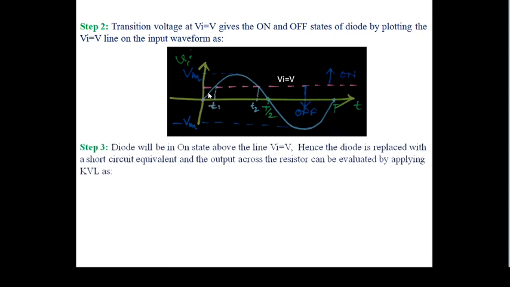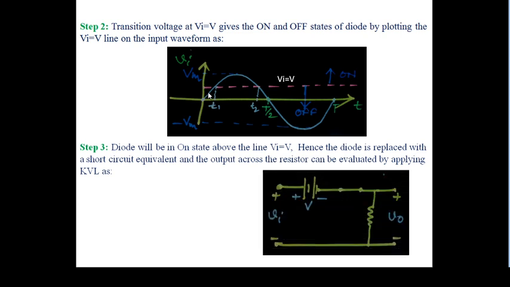Now in the third step, when we know the diode is on, the input will be the same as the input voltage, that is above the line Vi equals V. Hence the diode is replaced with a short circuit equivalent, and the output across the resistor can be evaluated by applying KVL. Before that, see the figure: when Vi is greater than V, above this line, the diode will be on.